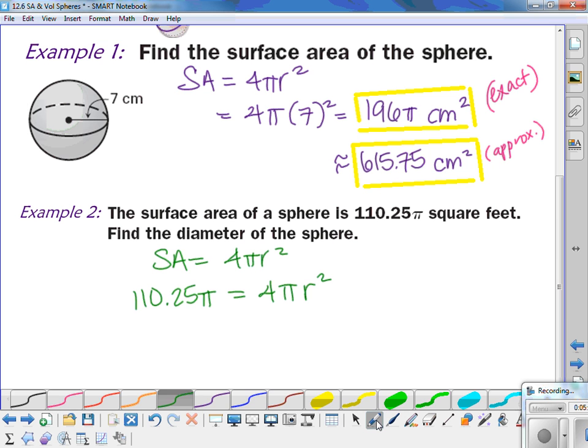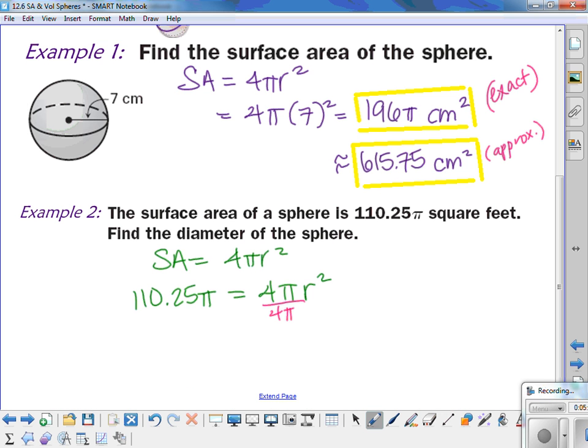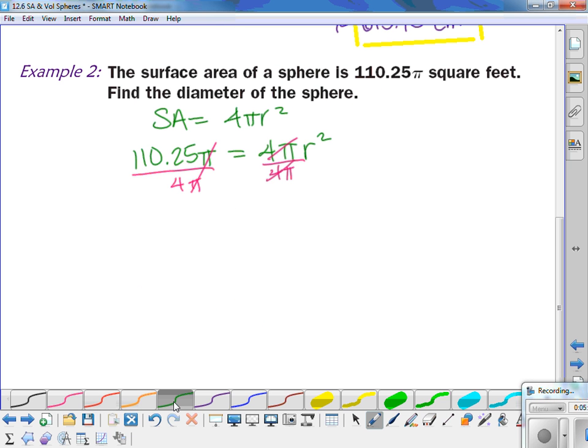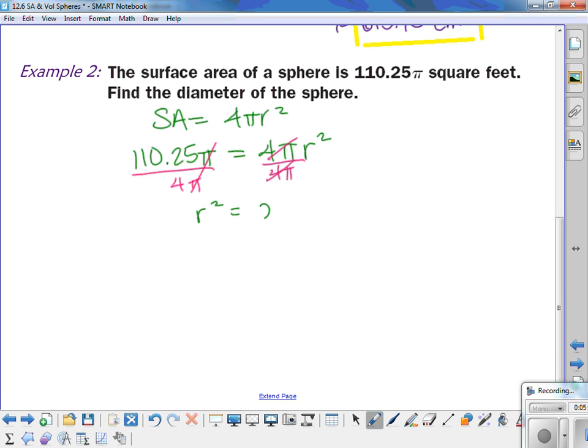So to get the r squared alone, I'm going to divide both sides by 4 pi. The pi's cancel out. So now I've got 110.25 divided by 4, and that comes out to 27.5625. If I take the square root of that, I get the radius is 5.25 feet. So to figure out the diameter, I just have to double it. And so we get 10.5 feet for the diameter.